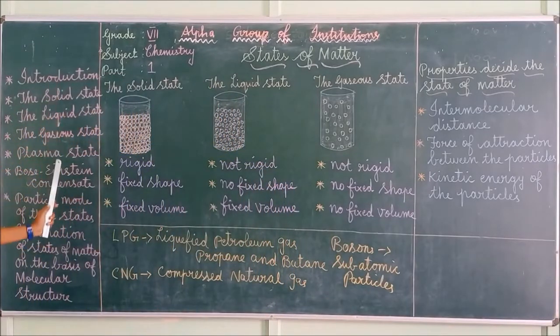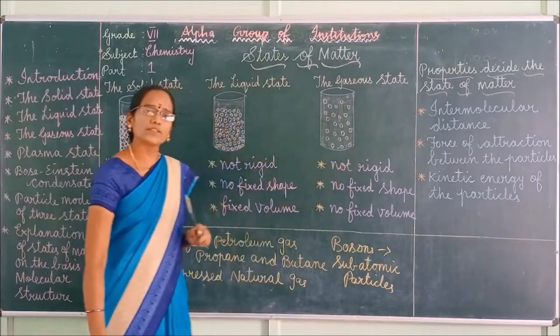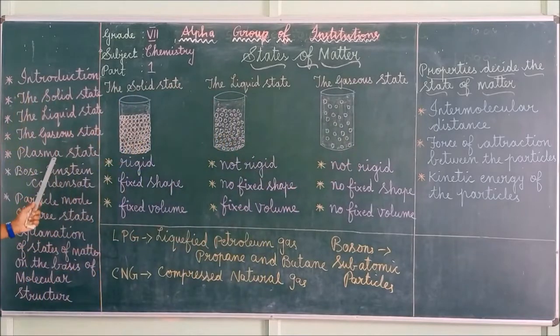So these are the basic states of matter. What are the five states of matter? The fundamental three states of matter are the solid state, liquid state and gaseous state only. And what is the fourth state of matter? The fourth state of matter is the plasma state, and the fifth state of matter is Bose-Einstein condensate.